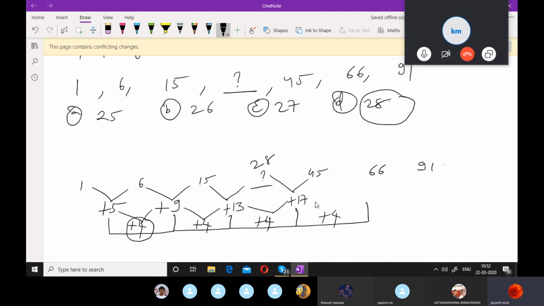Now plus 4, 17 plus 4 is 21. 45 plus 21 is 66. Again plus 4. 21 plus 4 is 25. 66 plus 25 is 91.